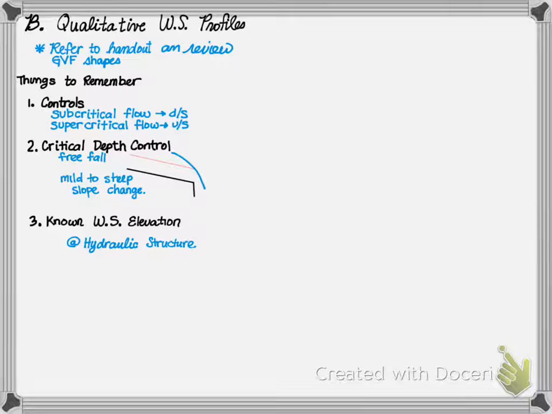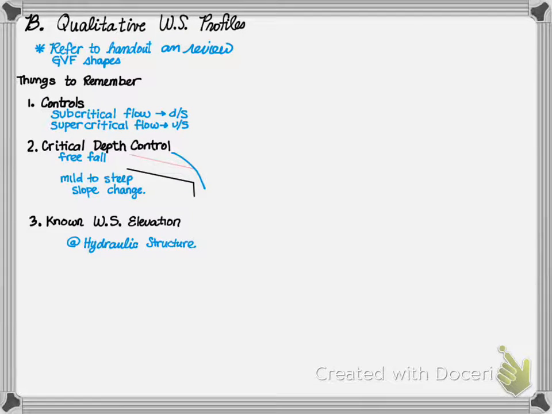Third, you may need to have a known water surface elevation at a hydraulic structure. So when you know all these things, you can be given a channel. If you know the normal and critical depth, you can identify if it's mild or steep, horizontal, critical, or adverse. And you can then create a sketch qualitatively of your expected water surface profiles.